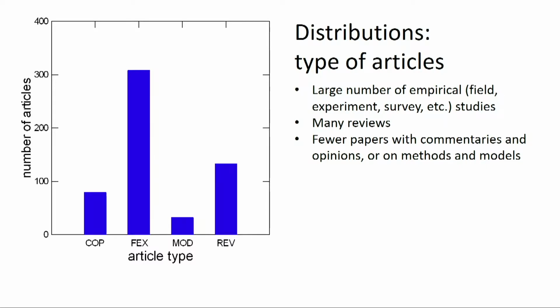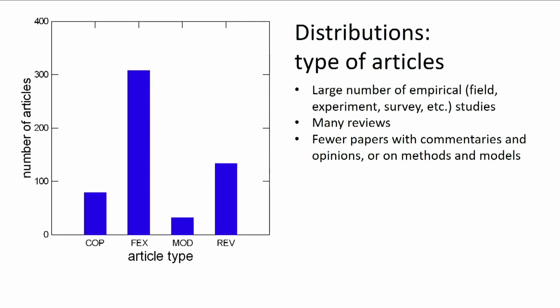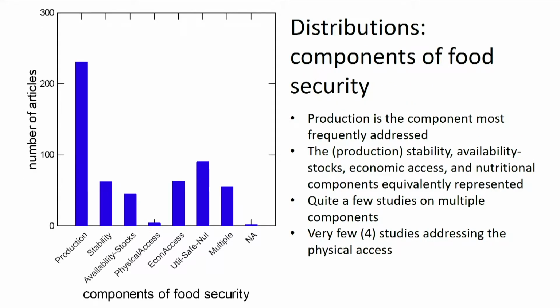And so if I may take you through the distribution frequencies I got, for instance, this one is to show that there is a large number of articles dealing with case studies, empirical work, experimental work, a fairly large number of reviews, and the other categories are less represented.